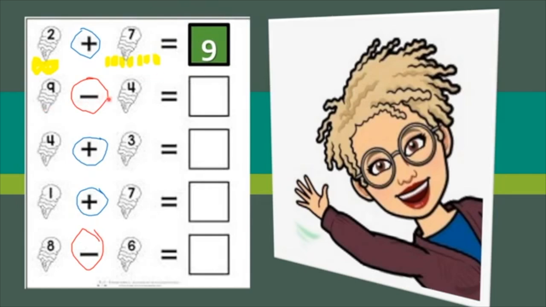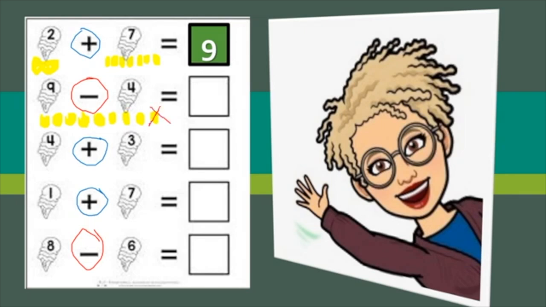9 minus 4. This means that we are taking away. When we take away, we start with the group shown by the first number or the subtrahend which in this case is 9. 1, 2, 3, 4, 5, 6, 7, 8, 9. Then we have to take away 4. That means minus 4. We then mark an X on 4 of them.